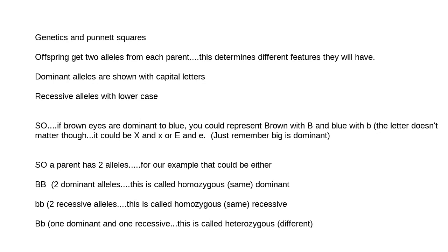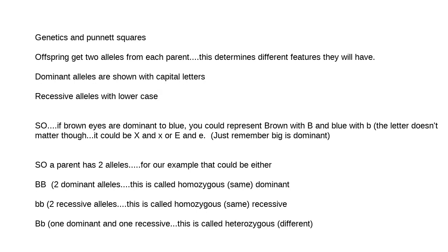So for instance, if brown eyes were dominant to blue eyes, then you could represent the brown allele with a big B, and a blue allele with a little b. The letter doesn't matter, so it could be big X and little x or big E and little e. What's important to remember is that the big means dominant and the little means recessive.